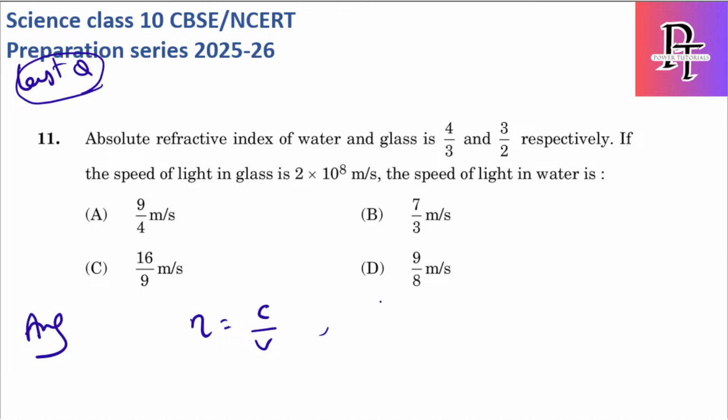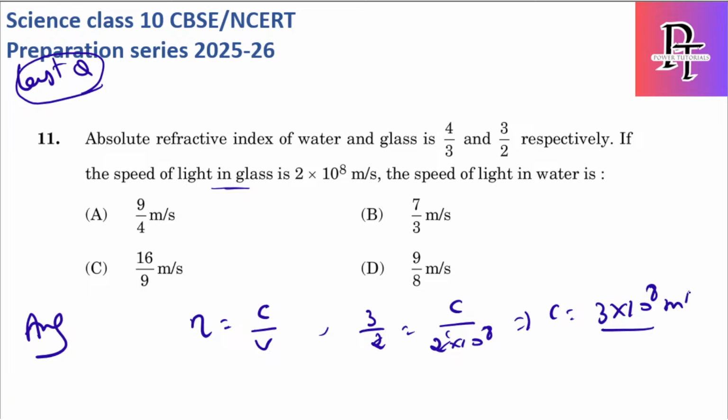So what is the velocity of light? The refractive index of glass they have mentioned, for glass is 3 by 2. So 3 by 2 is equal to c by v, and v is 2 into 10 power 8. So simply the c value we have got, which is 3 into 10 power 8. This is always 3 into 10 power 8.